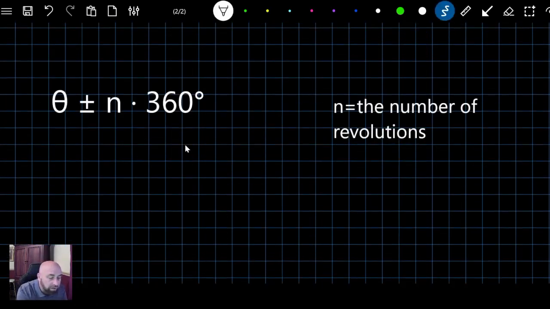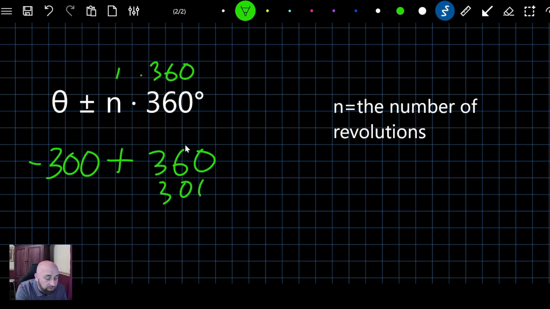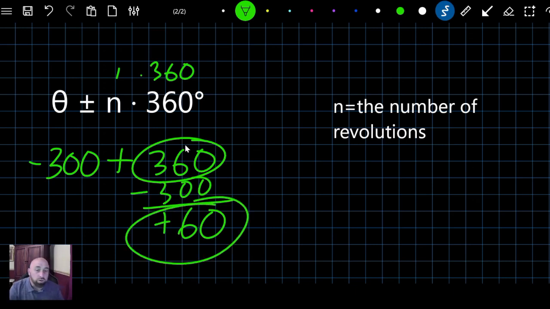So what is our theta now? It's negative 300, plus or minus 360. In this case, we're going to be adding, because we got to get it wrapped into the circle. Again, 1 times 360, because we only did 1 wrap, and so it's 360. Now, how do you do this in algebra? Well, you subtract 300 from this, and you get 60, and this is bigger, so it's going to be positive 60. So there it is. We just proved it again. A negative 300 degree angle is coterminal with a 60-degree angle.